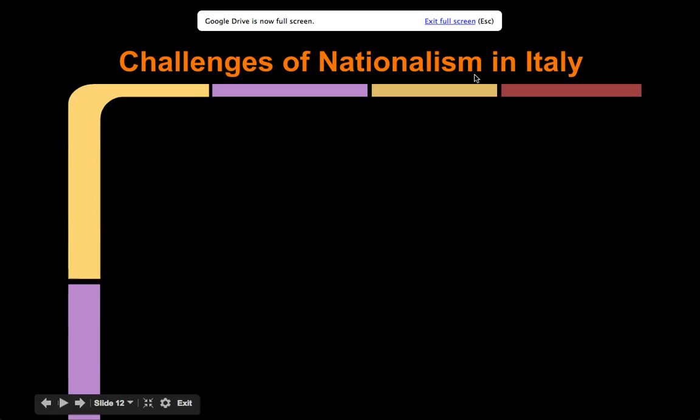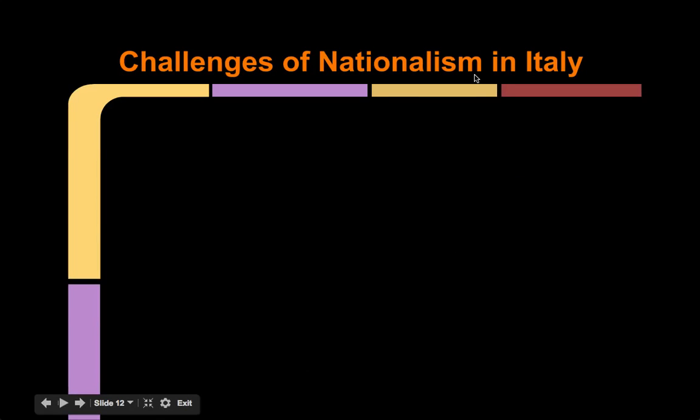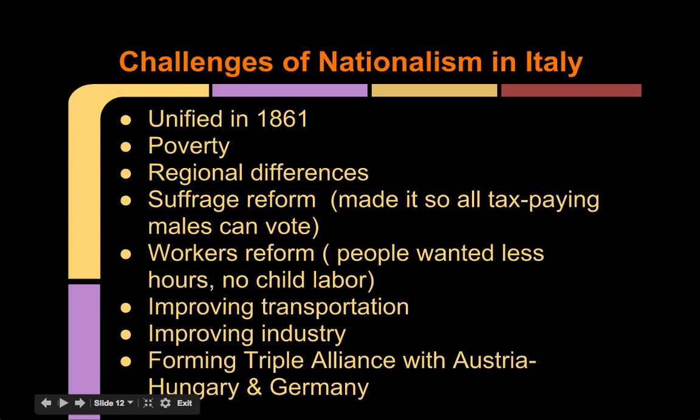Alright, so the other day we ended with the challenges of nationalism in Italy, so I'm going to pick up there. Today you'll continue handwriting your notes. When I get done with nationalism, you'll continue into imperialism. Two different subjects, still under the same unit. So remember that we talked about the challenges of nationalism in Italy. I know it's a lot to write, but it's going to be okay.